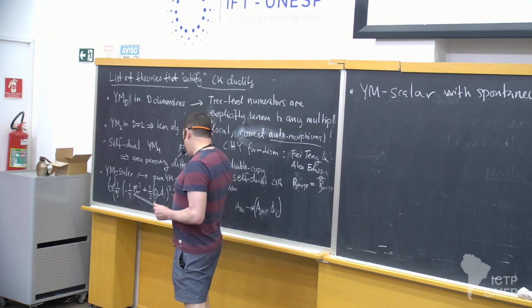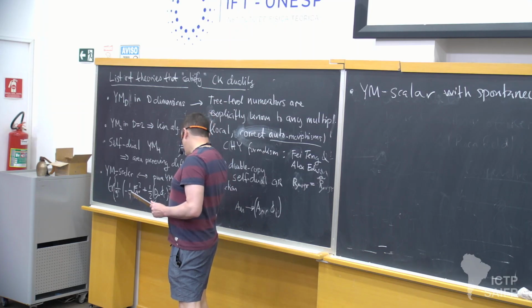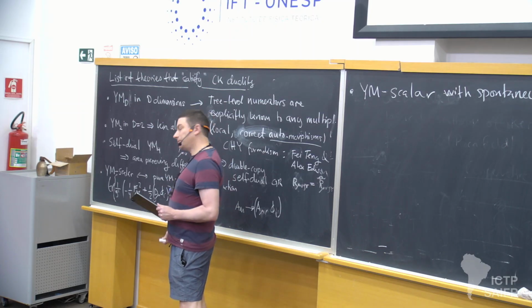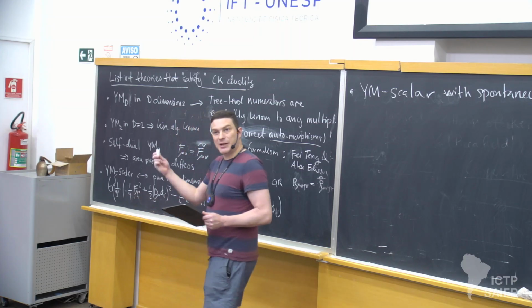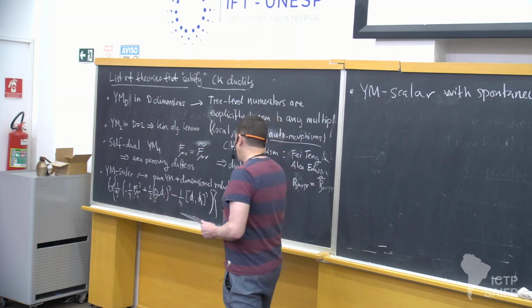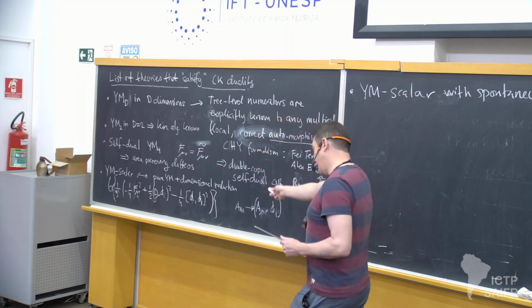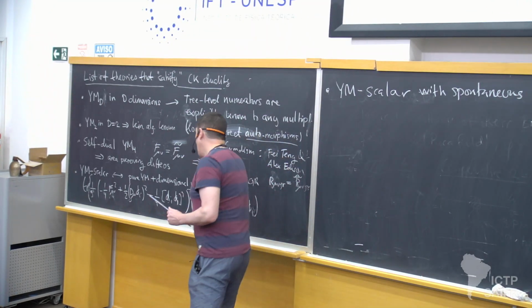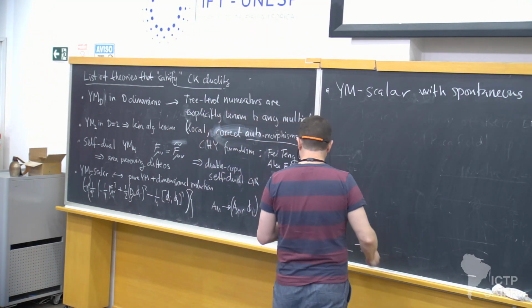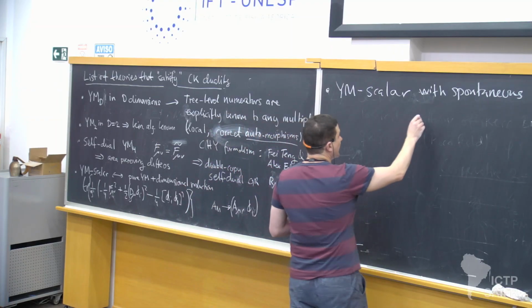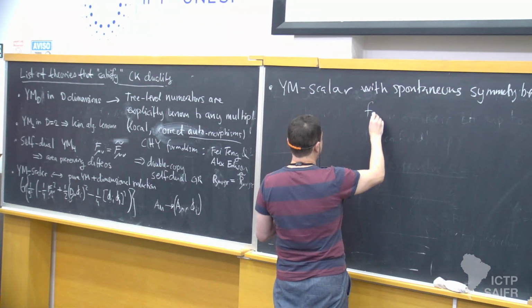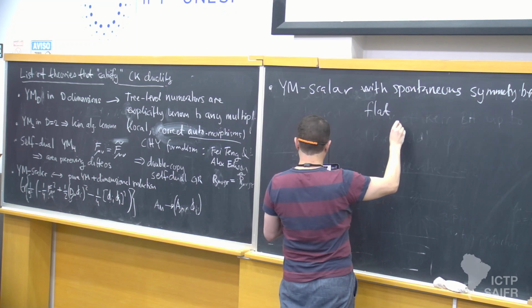So the potential vanishes when this vev is abelian, right? Because that's a commutator. So whenever the vev is abelian, basically a bunch of U1s, then the potential will vanish. And so this has many flat directions. So I would maybe say this is like a flat Higgs potential.